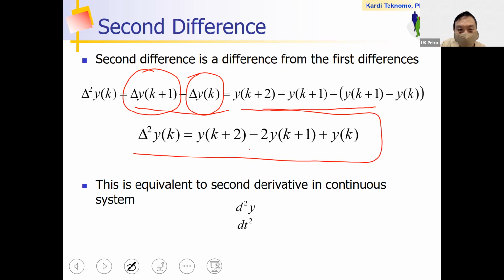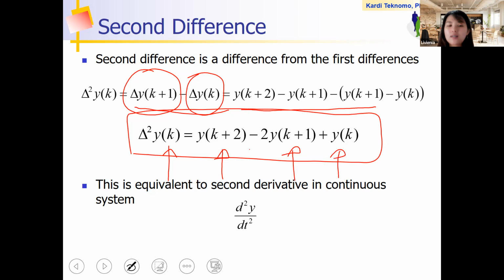So this is just the summary. The second difference of today, k, is equal to the value of the day after tomorrow, minus 2 times tomorrow, plus the value of today. Is it clear? Okay, I will review again for Joy.